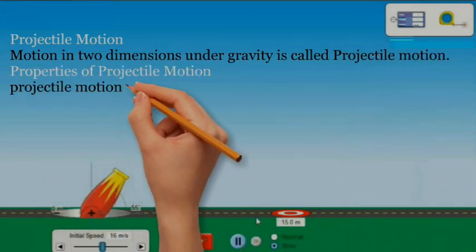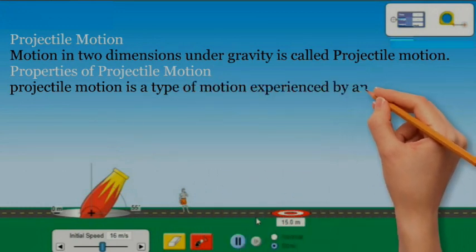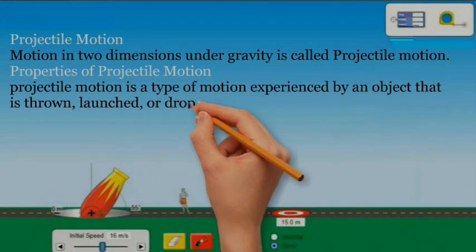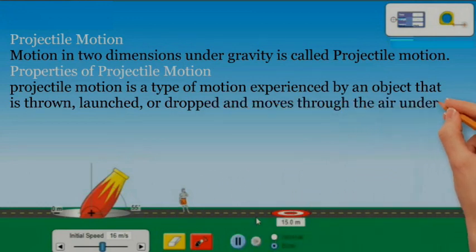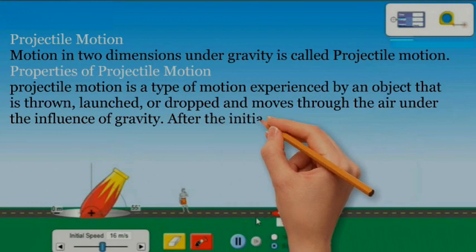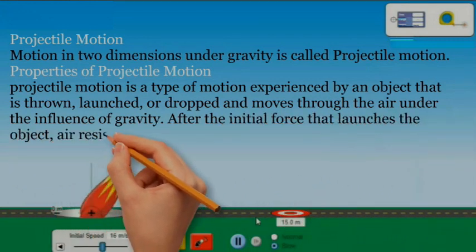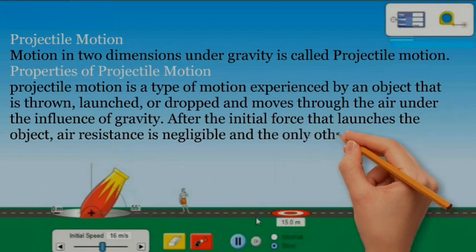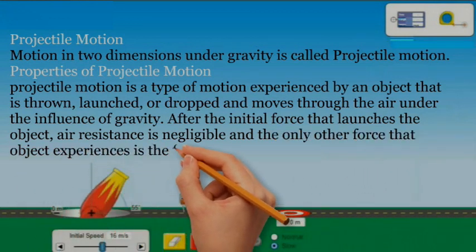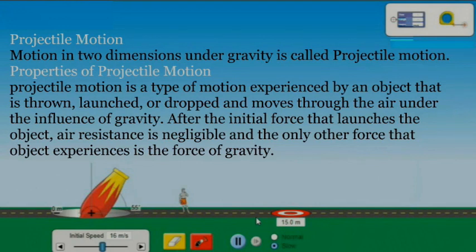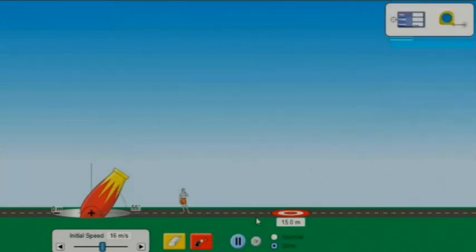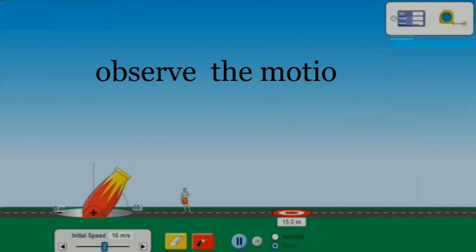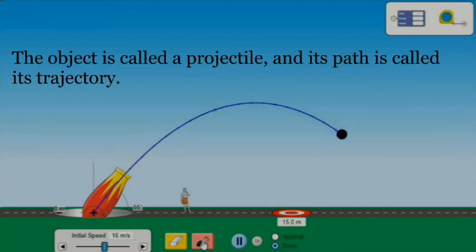Properties of projectile motion. Projectile motion is a type of motion experienced by an object that is thrown, launched, or dropped and moves through the air under the influence of gravity. After the initial force that launches the object, air resistance is negligible and the only other force that the object experiences is the force of gravity. The object is called a projectile, and its path is called its trajectory.